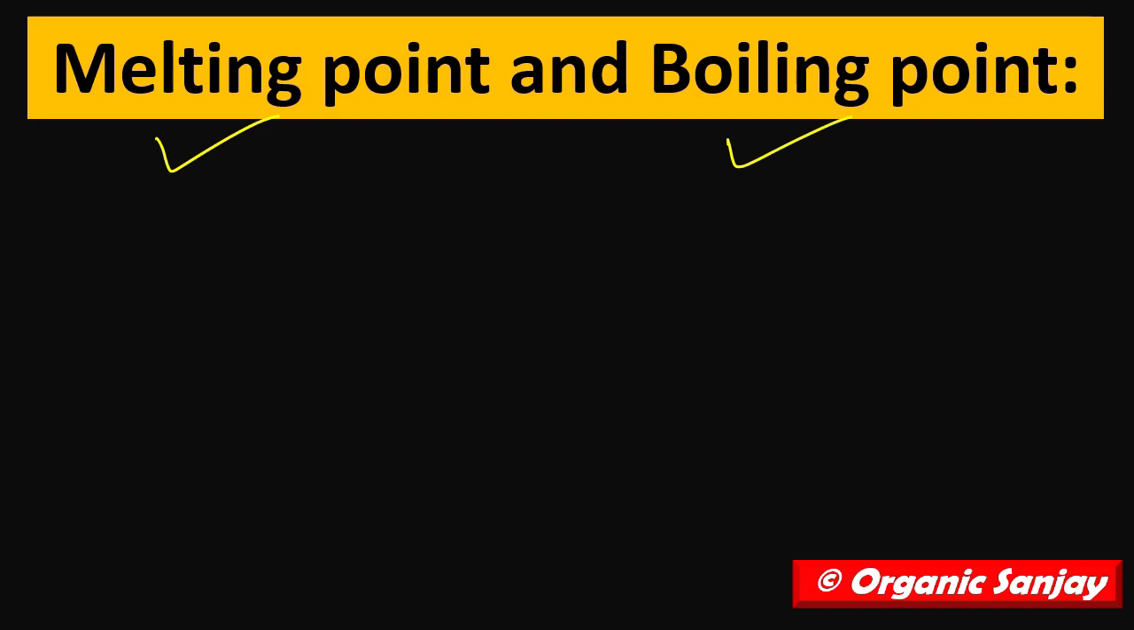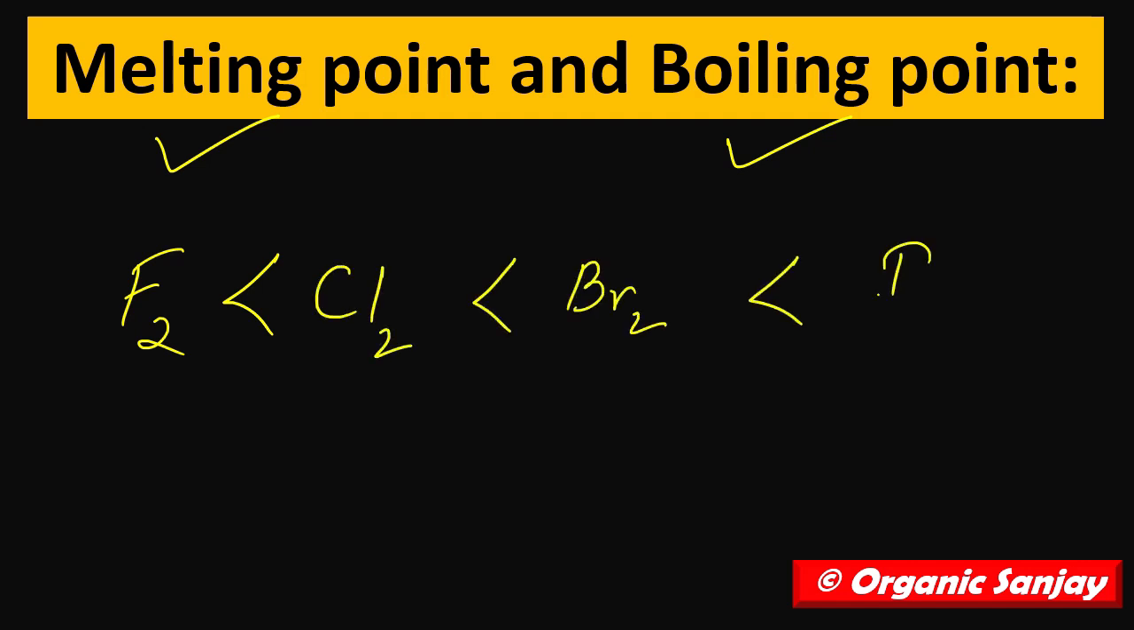With increase in atomic size of the halogen atoms, the melting point and boiling point also go on increasing. It is because of increase in van der Waals force when the size increases. Okay, so we can write the order of melting point and boiling point: fluorine, chlorine, bromine, iodine.